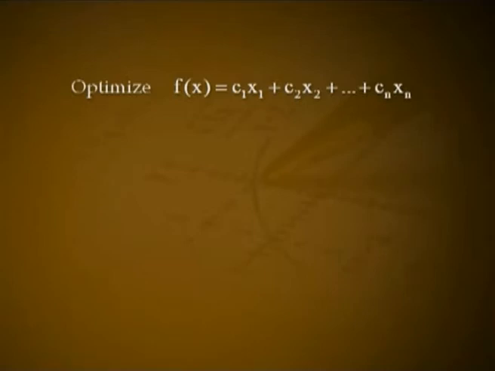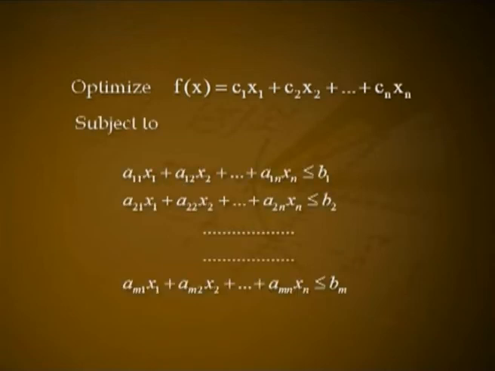So, the problem of LPP is to find an optimal minimum or maximum value of a linear function subject to linear constraints as optimize f of x equal to c1 x1 plus c2 x2 plus etc. plus cn xn subject to a11 x1 plus a12 x2 plus etc. plus a1n xn less than or equal to b1, a21 x1 plus a22 x2 plus etc. plus a2n xn less than or equal to b2, etc. am1 x1 plus am2 x2 plus etc. plus amn xn less than or equal to bm, where x1, x2, etc. xn greater than or equal to 0.